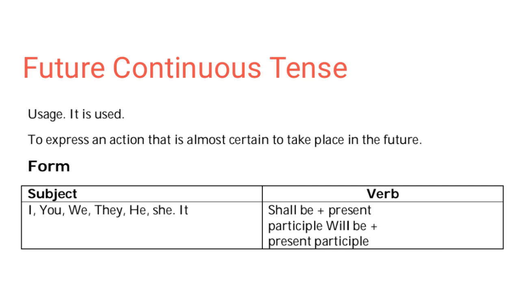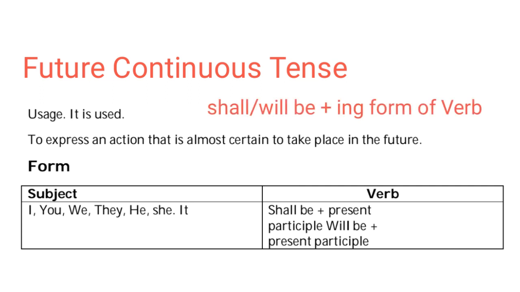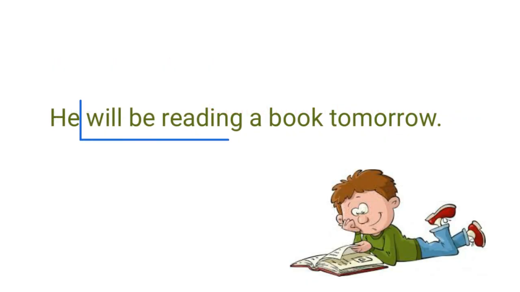Next one, future continuous tense. The verb form is subject plus shall or will be plus present participle. Will or shall be plus present participle, that means the ing form of the verb. It is used to express an action that is almost certain to take place in the future. That is almost sure to take place in the future. Example, he will be reading a book tomorrow. It's almost sure that this thing will happen in the future.